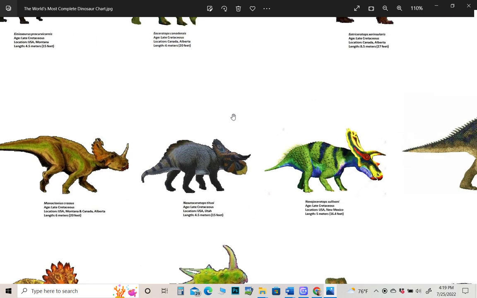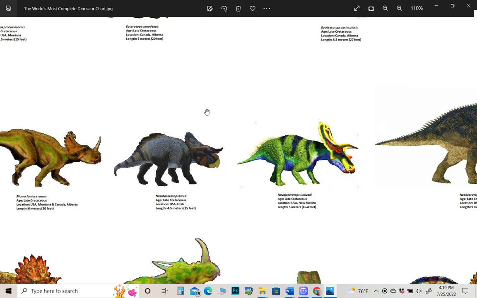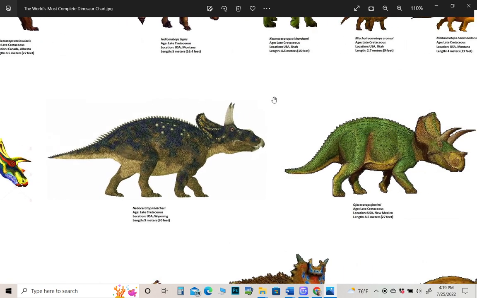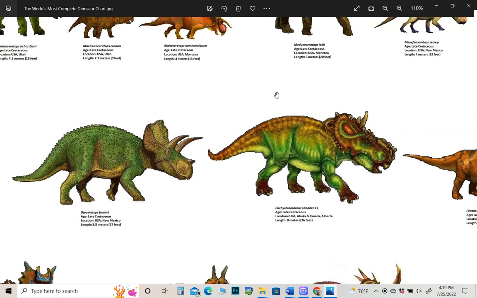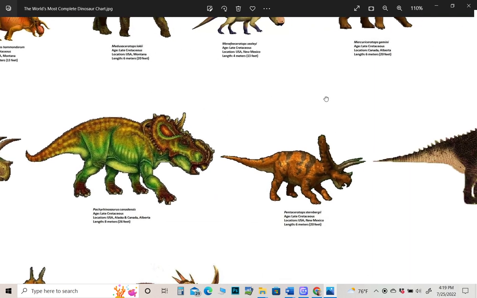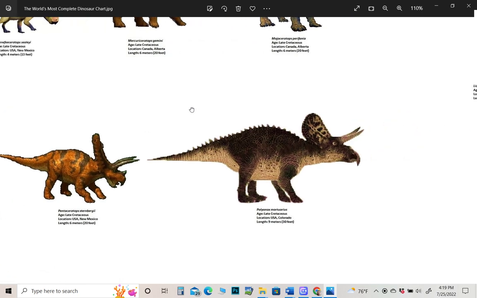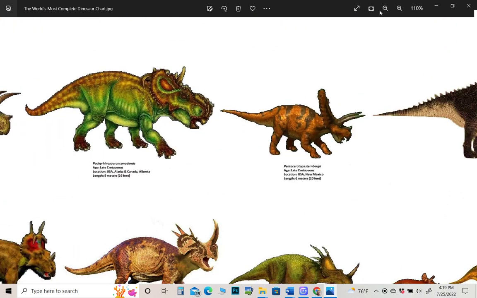Monoclonius, the only one that's not a ceratops, Pseudoceratops, Navajoceratops, Netoceratops, Ojoceratops, Pachyrhinosaurus, Pentaceratops, which is named because the two cheekbones are pronounced enough to be thought of as additional horns, even though they're not really horns. Polyonyx.